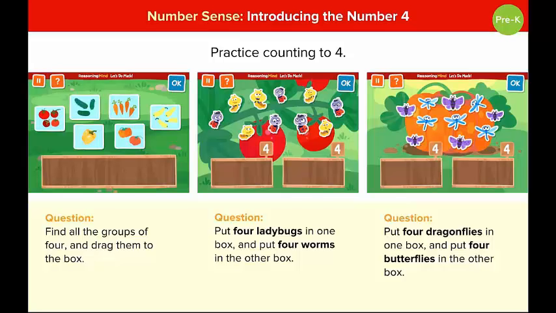Notice that the second and third activity there require counting to 4, but they also require another skill, which is sorting objects by kind. So there's some logical reasoning that we're building in here also. And my, aren't those worms adorable?